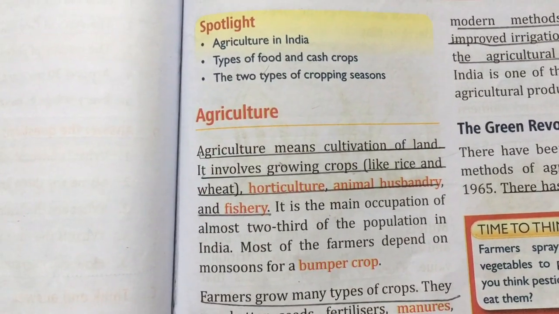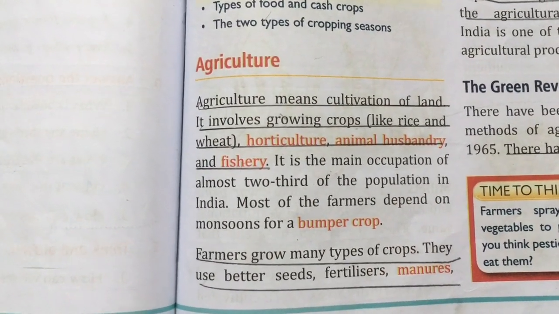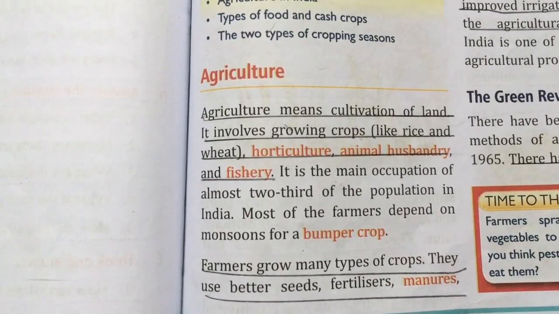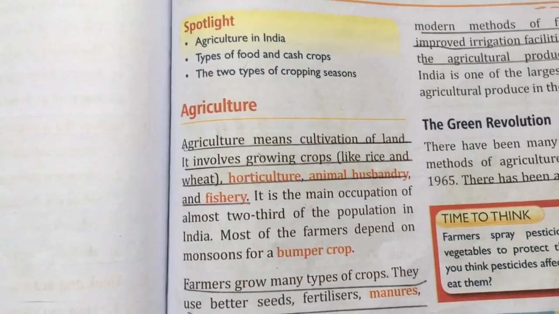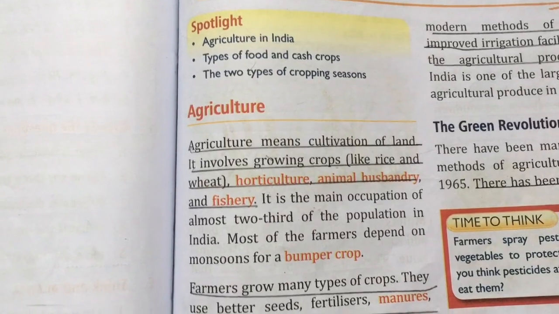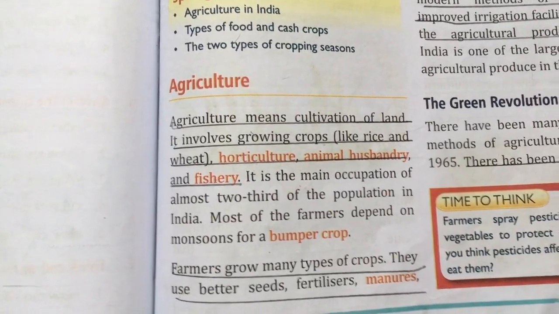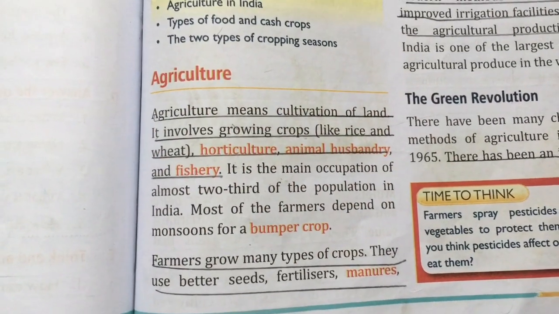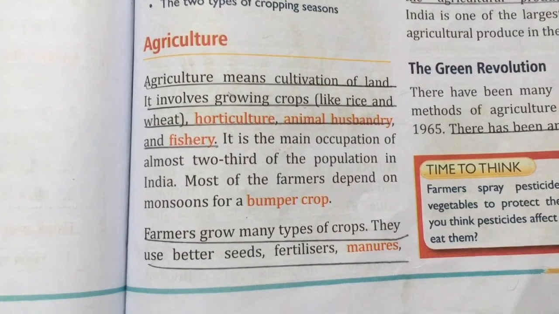Most of the farmers depend on monsoons for a bumper crop. Bumper crop means huge agricultural harvest, because the monsoons are very essential for good production of crops, and when the monsoons happen, there is sure to happen a bumper crop, meaning a very good harvest of agriculture.